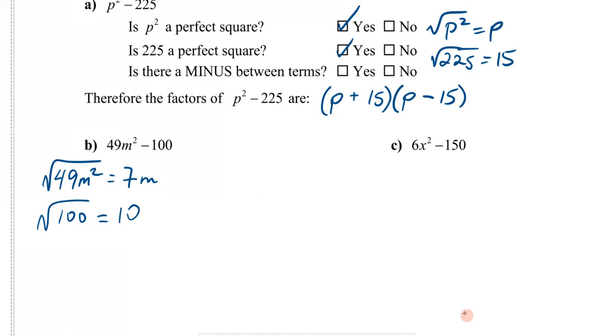And so you see 49m squared minus 100. The third condition is you have to have the minus sign in the middle. And if you do, you can write out the factored form as brackets. The square root of the first term is 7m, and the square root of the last term, 100, is 10. So then 7m and 10, 7m and 10 in brackets, make one bracket plus and the other one minus, and there's your factored form.